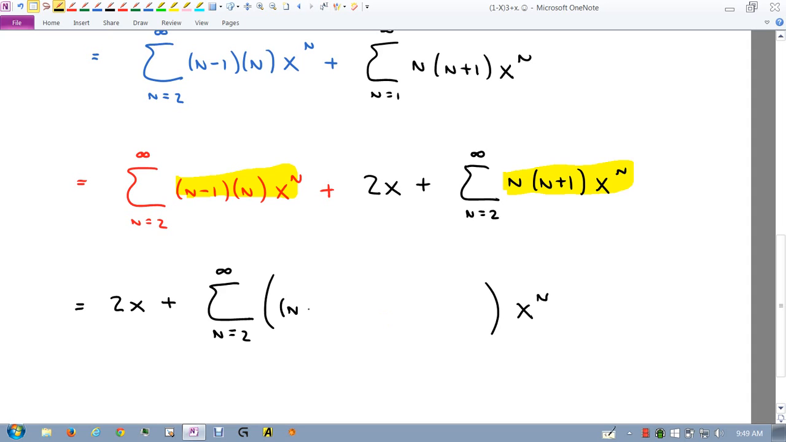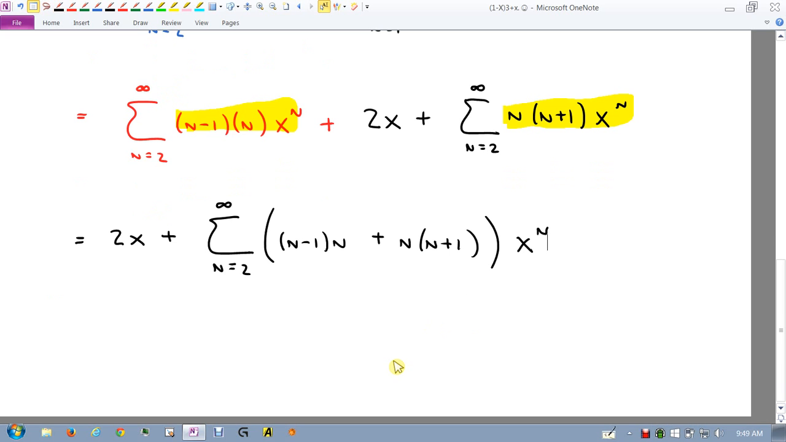Okay, n minus 1 times n, and then plus, okay, n times n plus 1. Do y'all see these 2 series I can put together now because they start at the same place? So you just combine the actual sequence definition inside of each one together with addition, because there was a plus here. That 2x I just dropped out front.